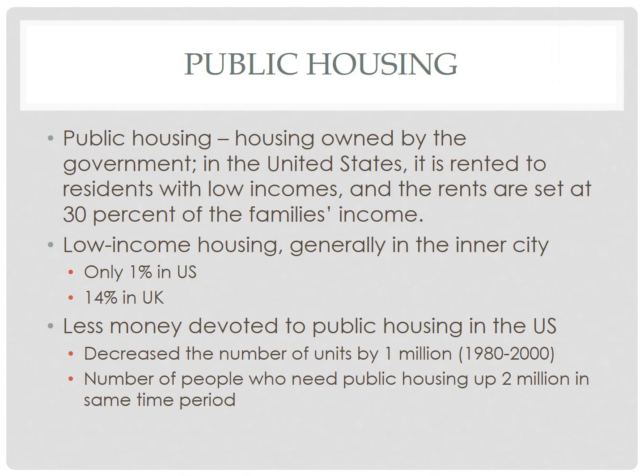So one thing that we ended up beginning to see in these inner city low income areas was public housing. So by definition, it is housing that is owned by the government. In the United States, it is rented to residents with low incomes, and the rents are set at 30% of the family's incomes. Now, depending on the resource that you use, you may see that number vary a little bit. It may be something like a minimum of 28.5% or something like that. But typically, it's going to be around 30% of the family's income. All right. So it is going to fluctuate a little bit.